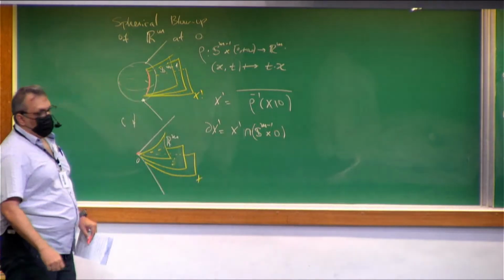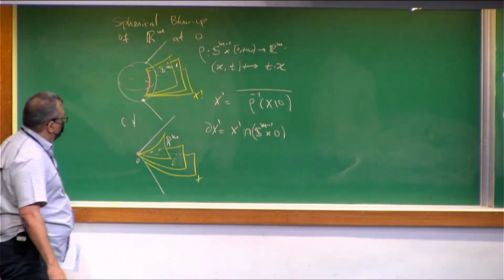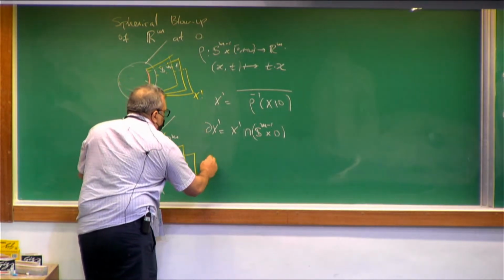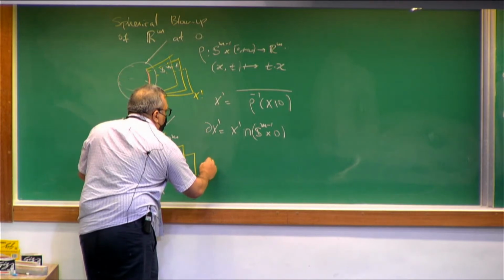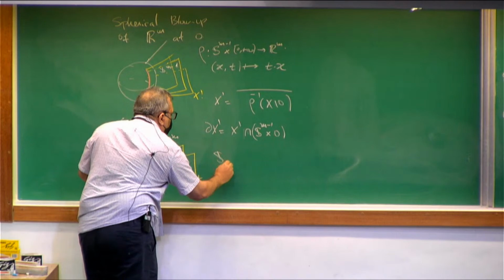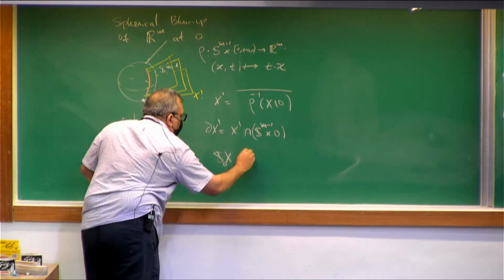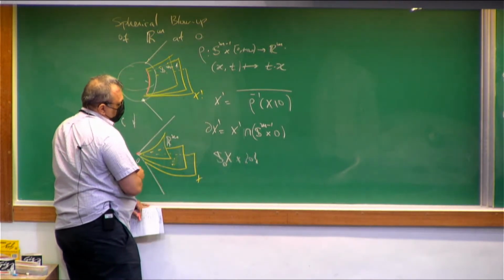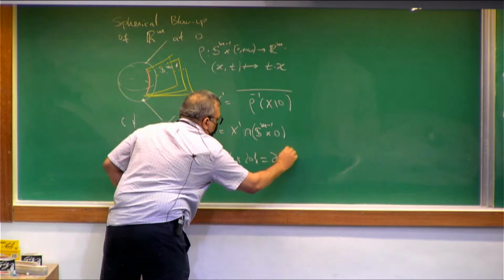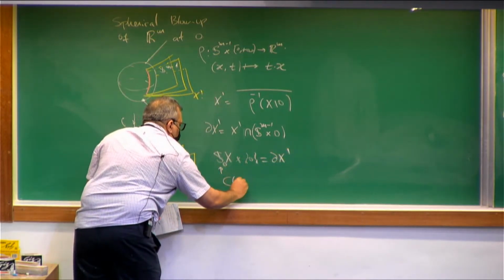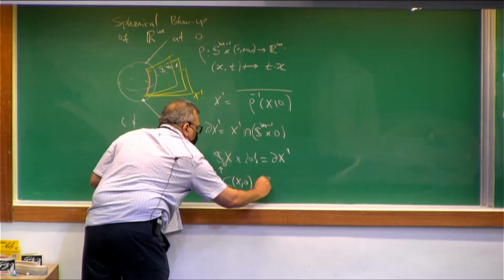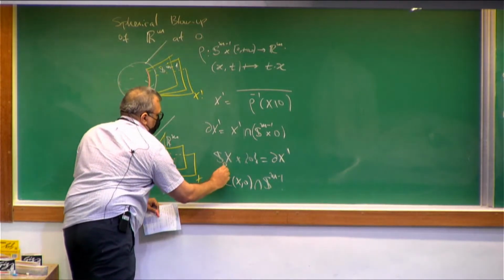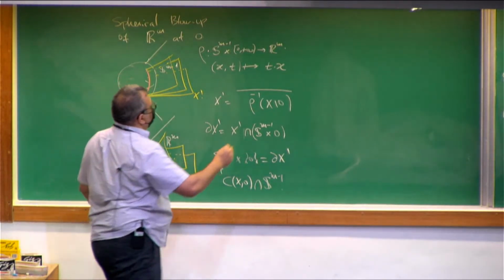And as Professor Sampaio commented, this is exactly the link of the tangent cone on the bottom of the board, on the exceptional divisor. This is exactly that, where this is the link of the tangent cone. Okay.